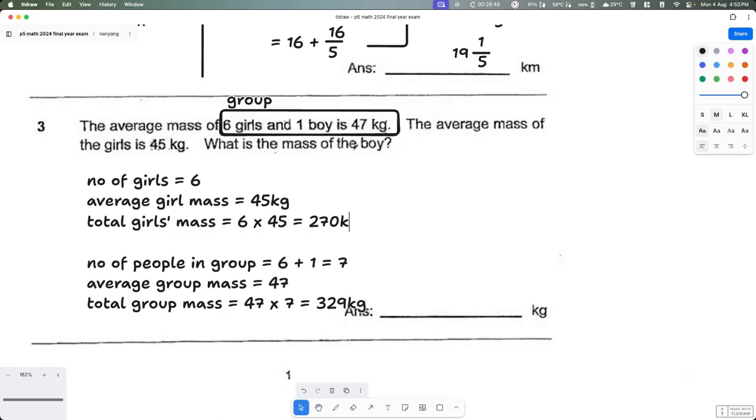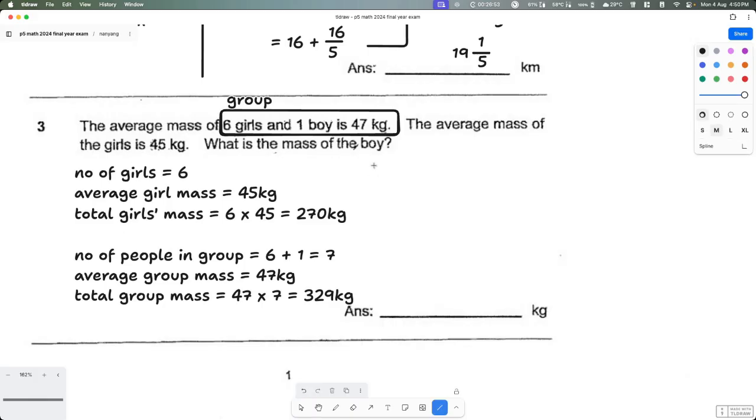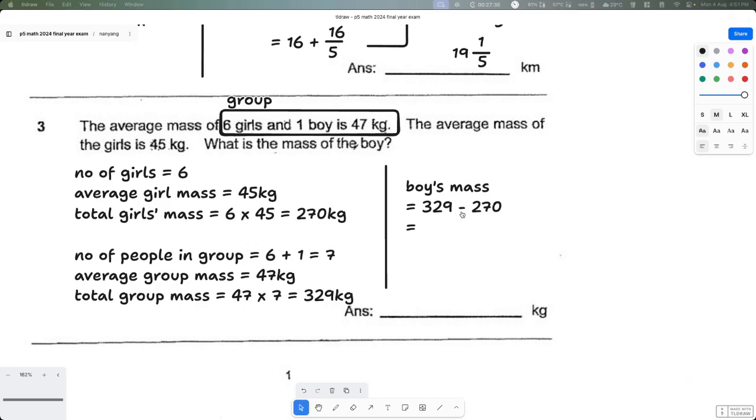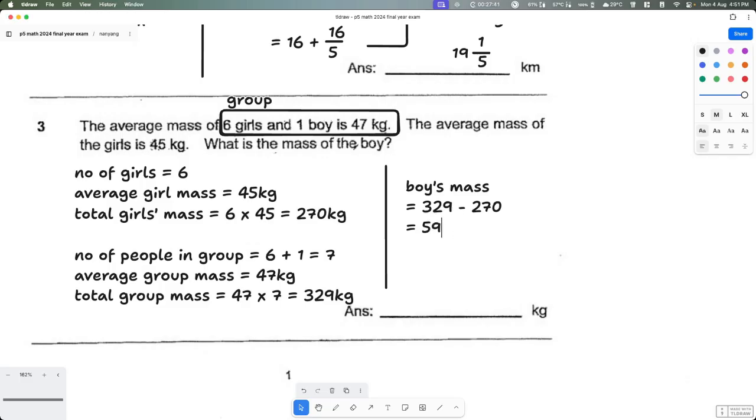Okay, so from here we can get the boy's mass. Boy's mass is equal to 329 minus 270. So we use the calculator again. 329 minus 270 gives us 59 kilograms. Okay, so the answer to this is 59 kilograms.